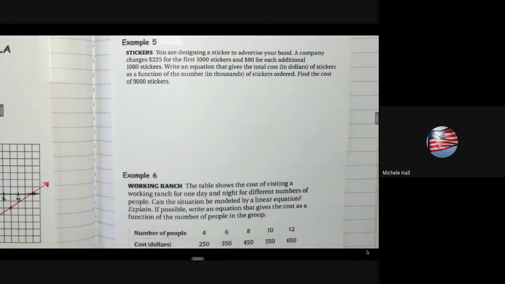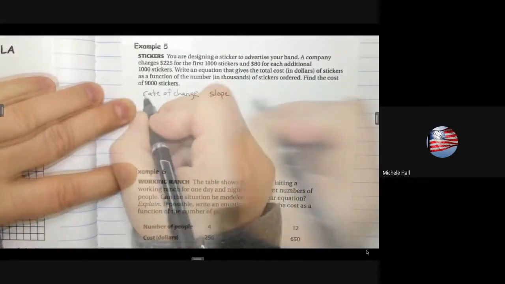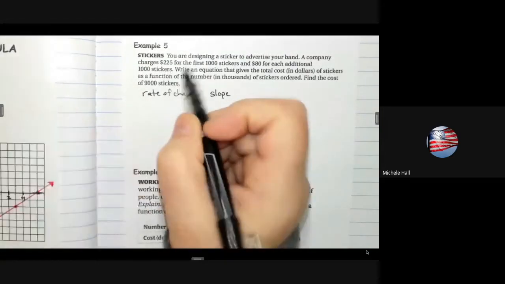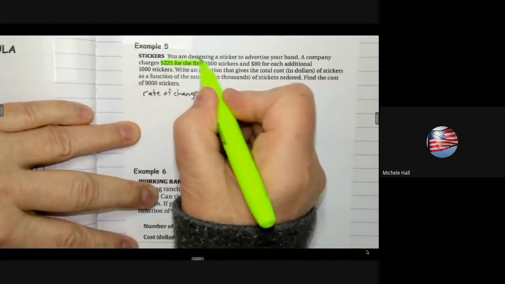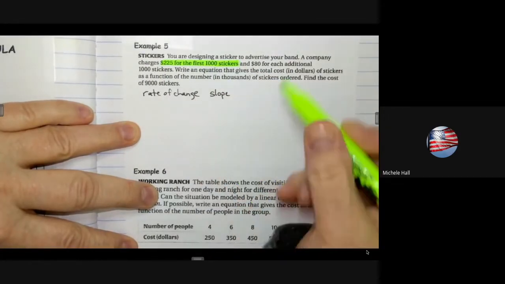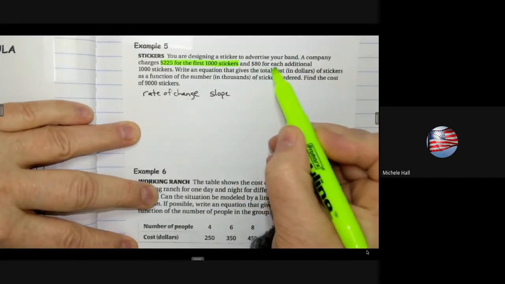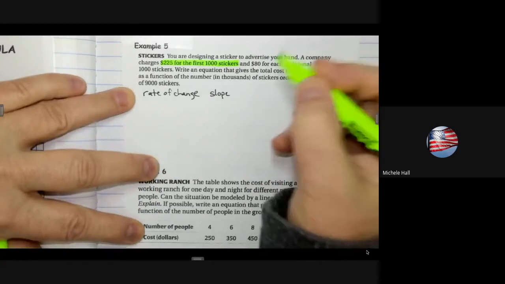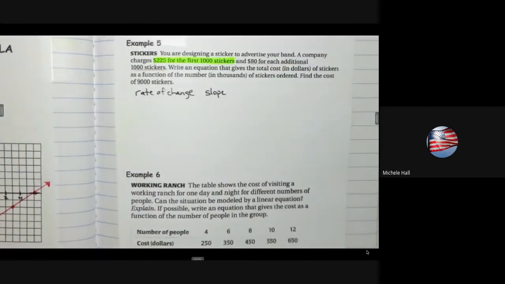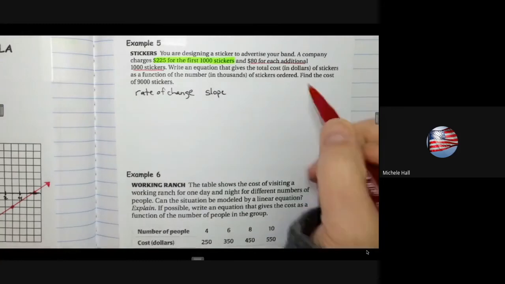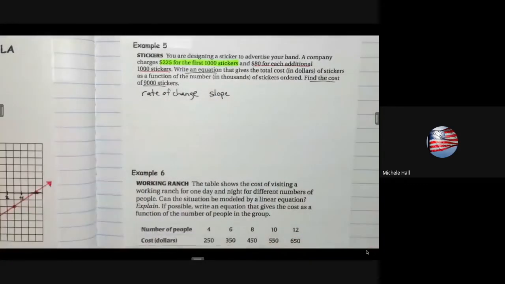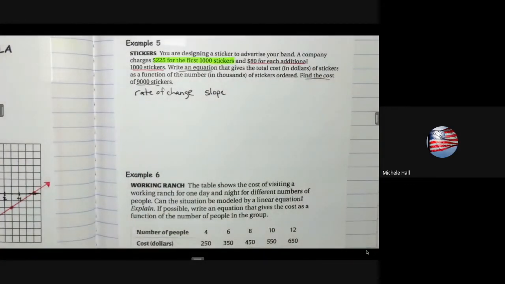All right, so the first thing that we're going to try to identify is, what is the rate of change? What's the slope? A company charges $225 for the first 1,000 stickers, and then $80 for each additional 1,000 stickers. There is that rate of change. And then we need to write an equation, and then we need to find the cost for 9,000 stickers. That rate of change is going to be $80 per 1,000 stickers.